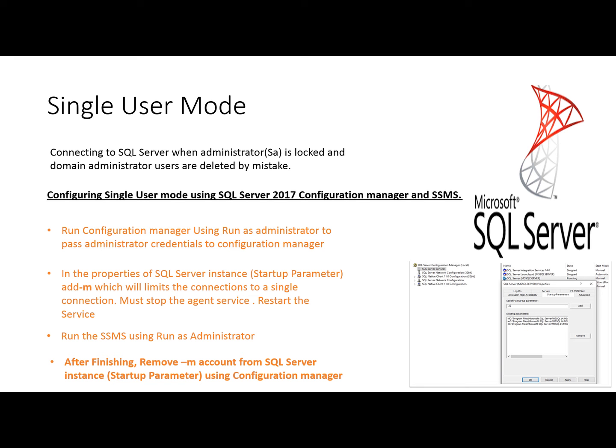Using these administrative credentials we can configure the SQL Server. We can enable the accounts which are disabled, or add the Windows domain accounts into the SQL Server. After all these configurations, we have to remove the -m flag in the Configuration Manager and restart the instance so that it works normally and all the clients can connect. So let's move to our demo, so that we can see how to configure single user mode.